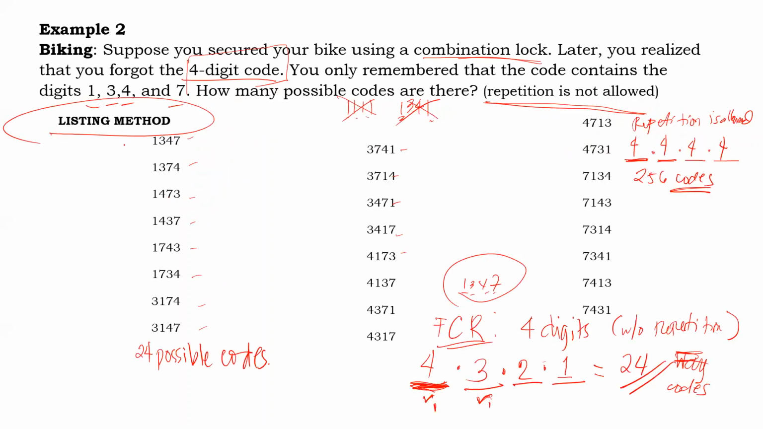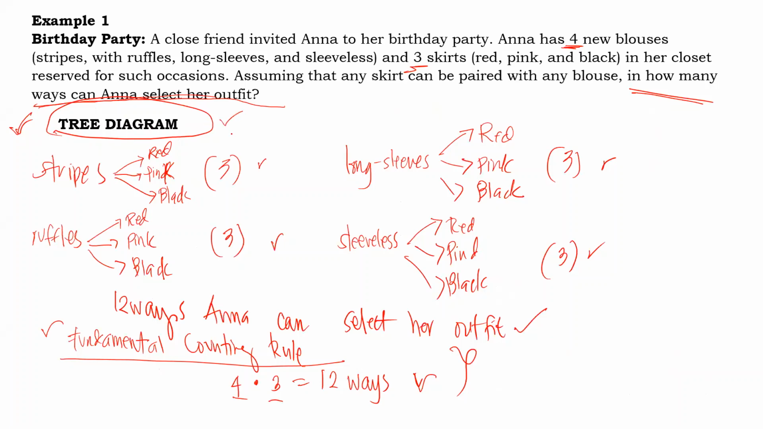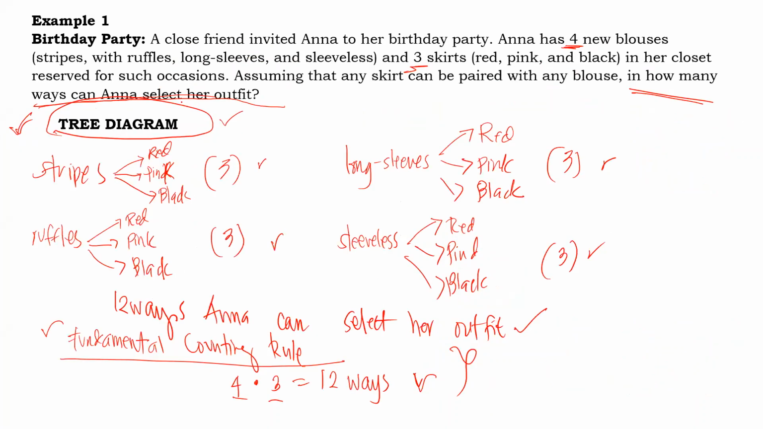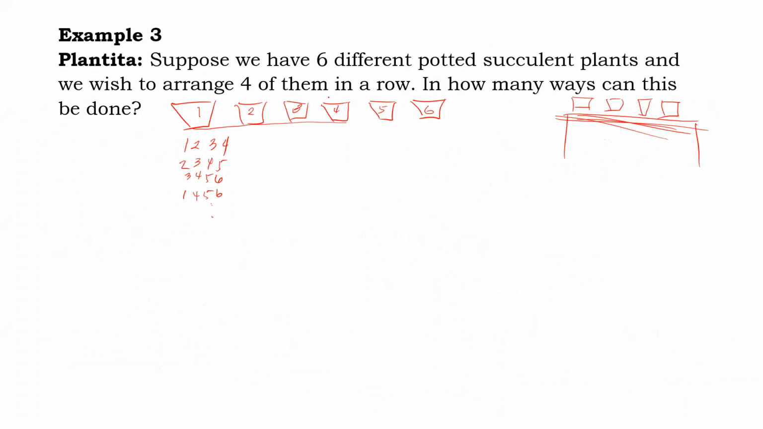Okay, let's go back here. The tree diagram and the listing method are only used when the number of objects is very low. For example, only 4, only 3, only 2. But when there are many, like this 6, it will take time to do a tree diagram or a listing method. Now, how many ways or how many arrangements are there?